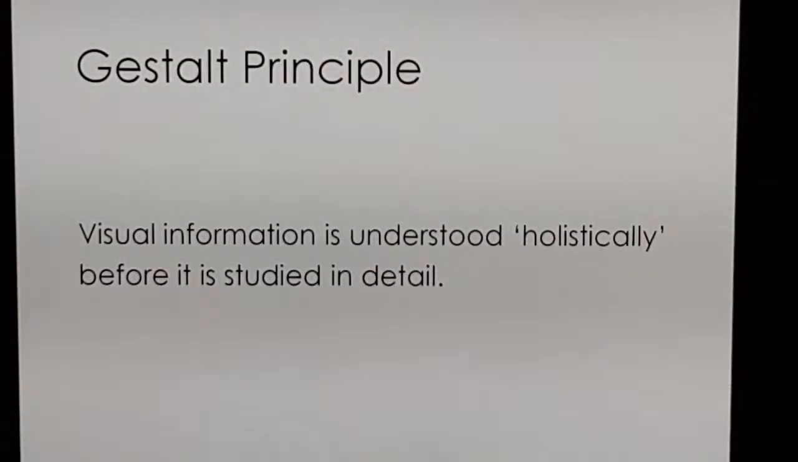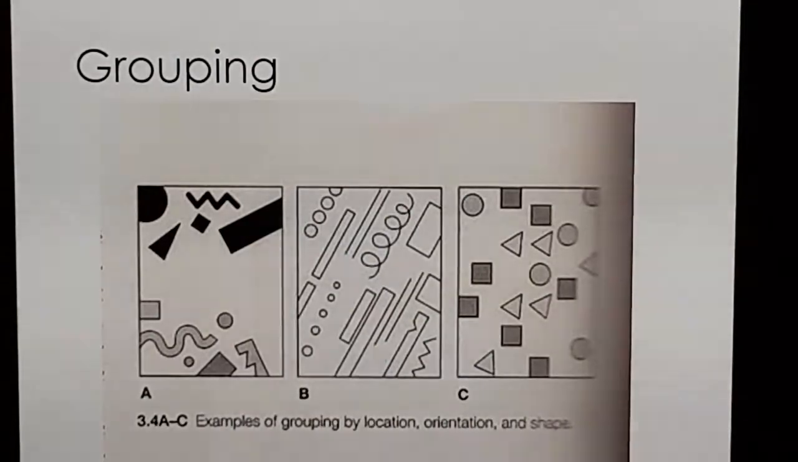Gestalt principle: visual information is understood holistically before it is studied in detail. Now, this is basically a theory or strategy that artists and designers use when composing or making a design, where they analyze the entire puzzle of the image and then its specific parts. And there are 6 aspects to this particular theory. Okay, the first is grouping.